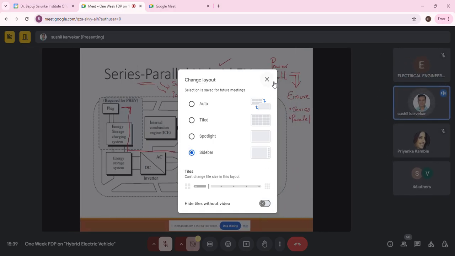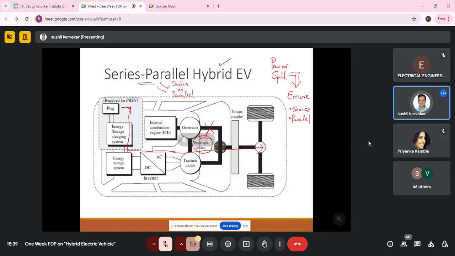In that particular scenario, the connection from the IC engine generator would be only in this particular direction, from the IC engine to the generator and then to the traction motor. So this connection would not be taking place, and this would be taken care of by the power split device. The power split device is going to ensure that the IC engine output is fed to the generator and the generator output is connected to the traction motor only. So this is going to realize the series operation. This is something that we should understand. So this is the first part.